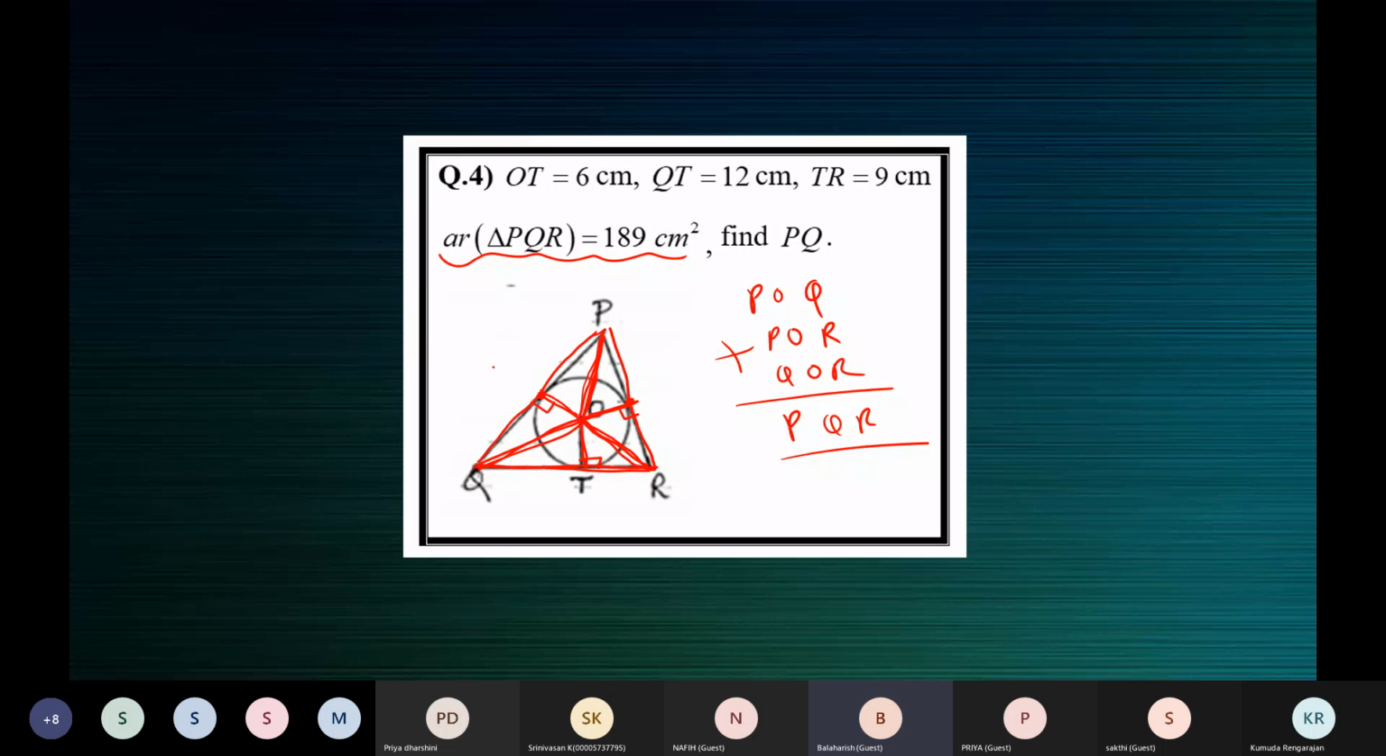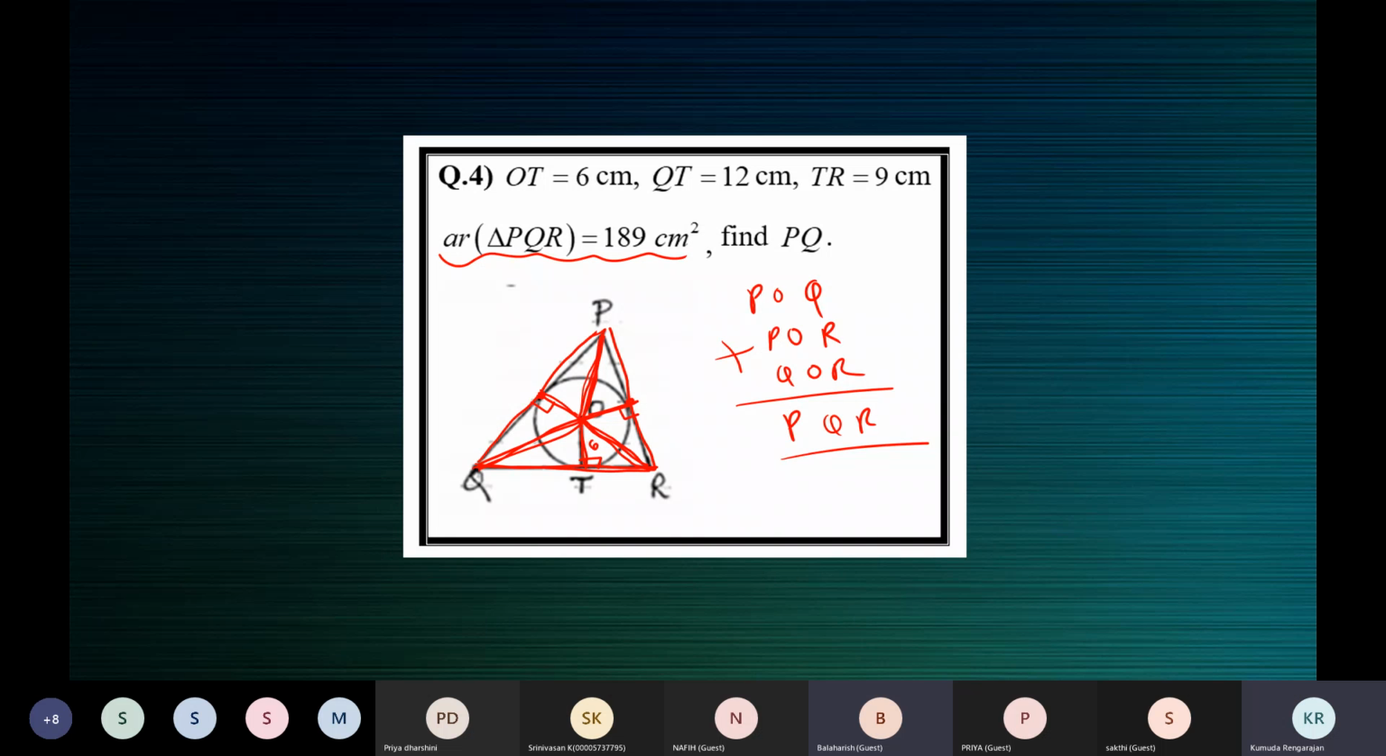Okay. Now we are given that OT is 6 centimeters. This radius, this is 6. OT is 6. So that means, children, is the main idea understood? Area of triangle POQ plus area of triangle QOR plus area of triangle POR is equal to area of triangle PQR, which is equal to 189.